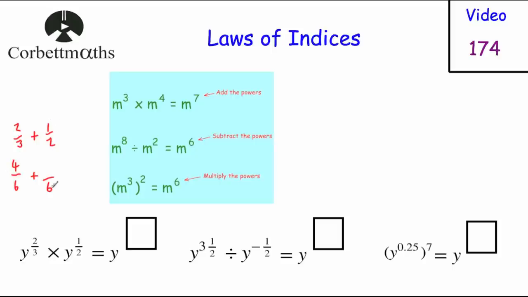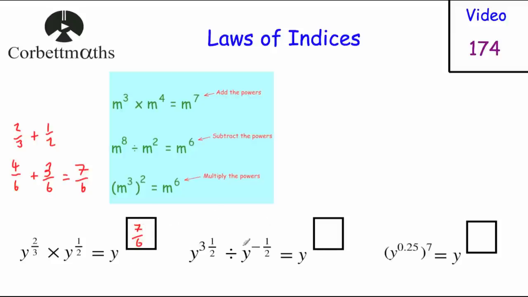And if we had 1/2, to have 6 in the denominator, we multiply both of them by 3. So multiplying the numerator by 3 would give us 3, and multiplying the denominator by 3 would give us 6. So we've got 4/6 plus 3/6. If we add those together, the answer would be 7/6. So that means if we had y to the power of 2/3 times y to the power of 1/2, we'd add the powers together, and the answer would be y to the power of 7/6.